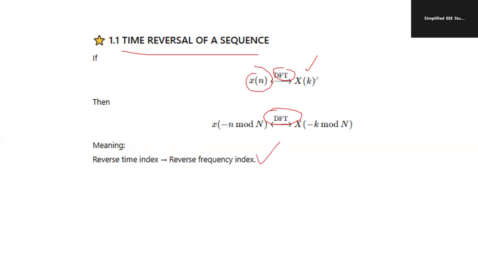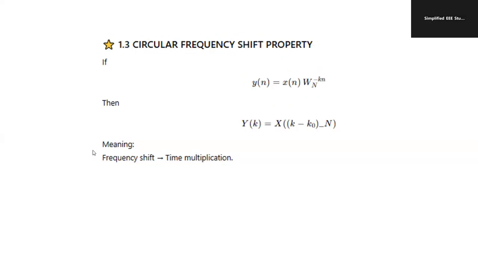Here, the time domain is going to convert into the frequency domain, correct? So here, reverse time index equals reverse frequency index. That is the major property called time reversal. So kindly do understand this property.